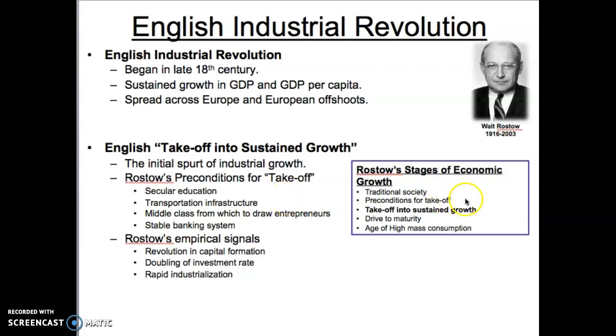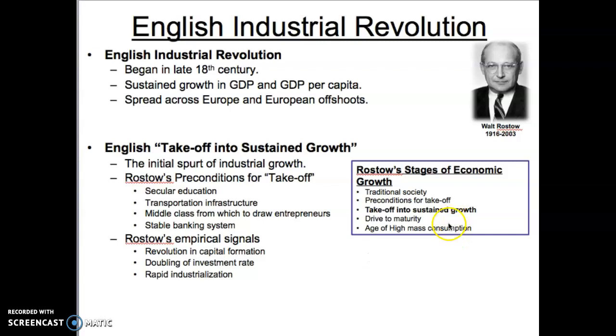If those preconditions are met, then he believes you will take off into sustained growth. And you'll get the following signals. You'll get a revolution in capital formation, doubling or even more of the investment rate, and you'll get rapid industrialization. So these will be the signs that you've now moved into a new era of economics. You've moved into a new system. And we can look at history and see that, yeah, that's exactly what happened in England and later on in the US and today in India and China.